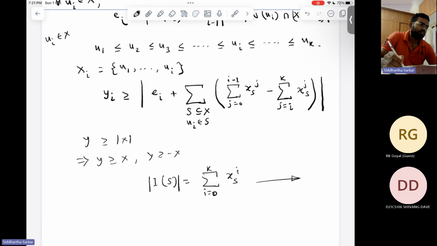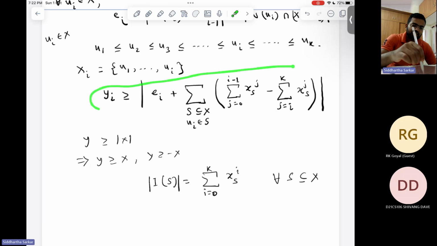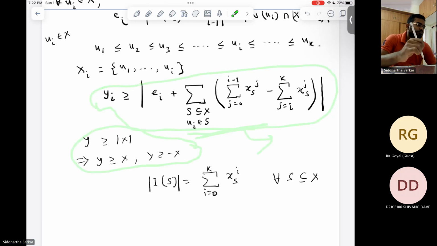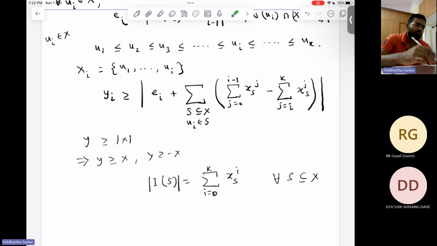So this is one more constraint. Let's call it... this is over all the subsets of X, and we know there are 2 to the k subsets. So there are 2 to the k constraints of this type. This is one more constraint, which I said can be converted from non-linear to a linear version using this observation. Yeah, that's all. And we want all these variables to be non-negative.